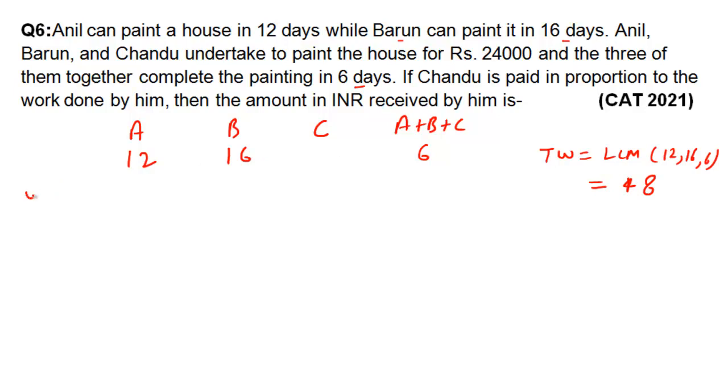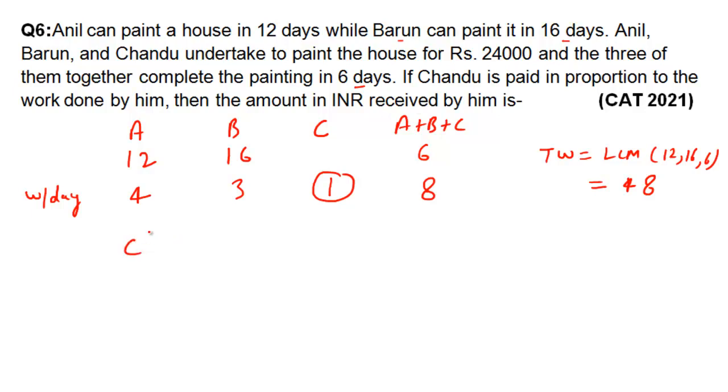And after that we will write efficiency or work per day. So for A, this is 4. For B, Barun, that is 3. For C we do not know, but for A plus B plus C, 48 by 6, that is 8. So now with the help of this, we can calculate the work per day for C. 8 minus 4 plus 3, 7, so that is 1. So we got the efficiency of C as 1, and in the same ratio, that means 4:3:1, the total wages, which is 24,000, is to be distributed. So things are very simple.